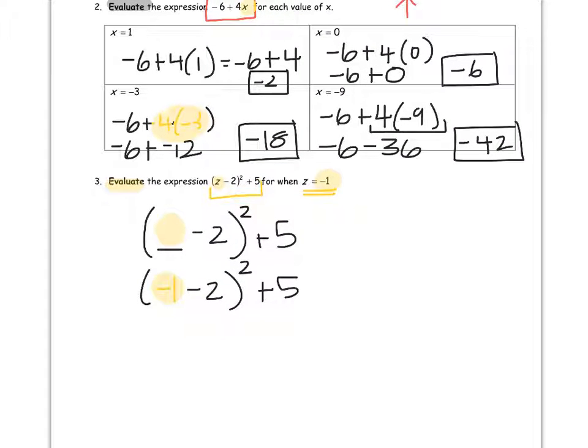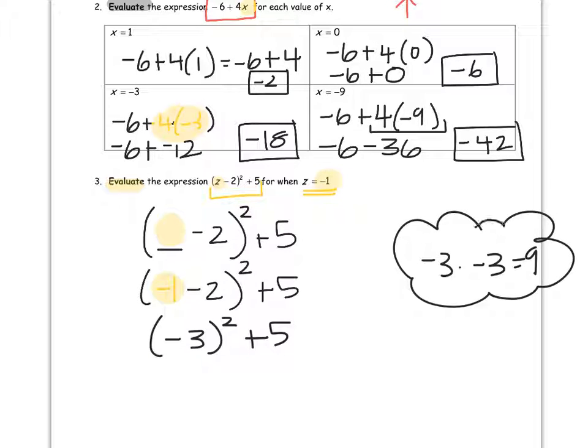So I'm going to do parentheses first. Negative 1 minus 2, that's negative 3 when I combine those. Keep my exponent of 2, add 5. Remember our order of operations, so we did our grouping symbol first. Now we're going to take care of the exponent. Negative 3 squared is negative 3 times negative 3, and that's positive 9. So I'm going to do negative 3 squared is positive 9 plus 5, and 9 plus 5 is 14. That's my final answer.